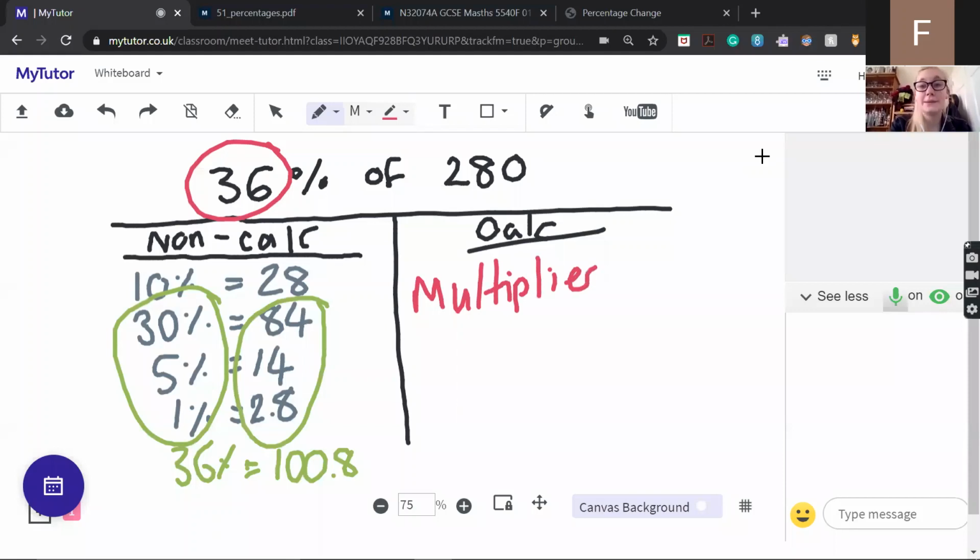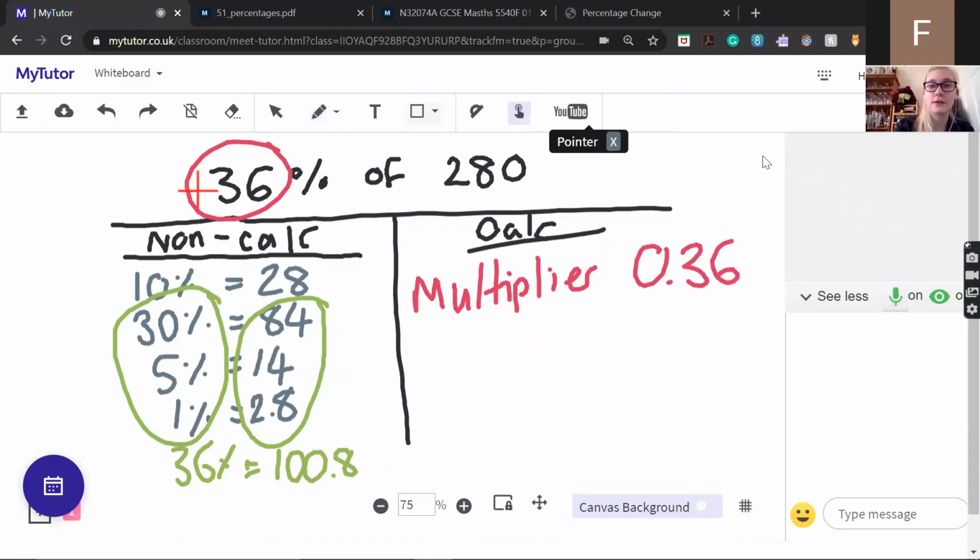And what that basically means is this divided by 100 in this case. But when we get to percentage increase and decrease, the multipliers will be slightly different. So the multiplier in this case is 0.36. Hopefully you can see where that's come from. So the multiplier of 5% is 0.05. The multiplier of 70% is 0.7. Hopefully you can see where those are coming from.